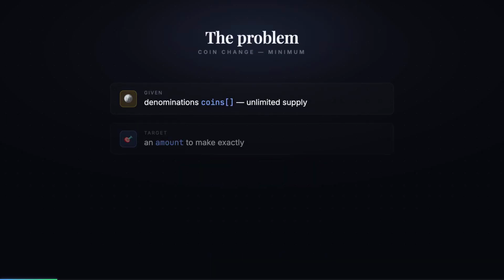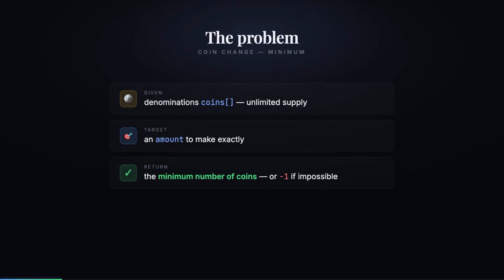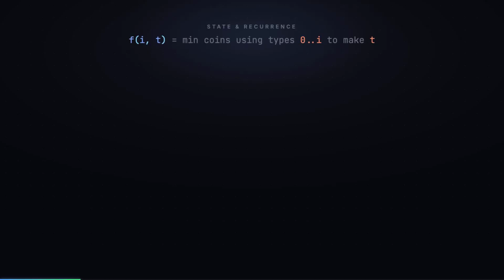Here's the problem. Given coin denominations with unlimited supply and a target amount, return the minimum number of coins that sum to the amount, or -1 if it's impossible. Let's define the state. F of I, t is the minimum number of coins using coin types 0 through I to make amount t. At every state we face one choice. Do we take coin I or skip it?